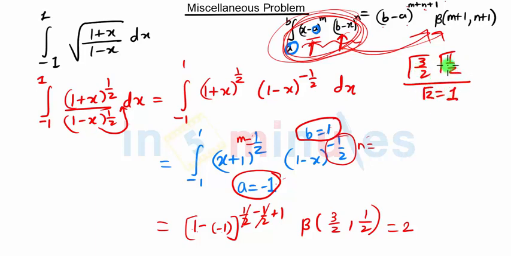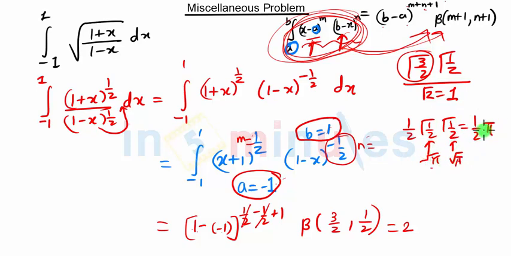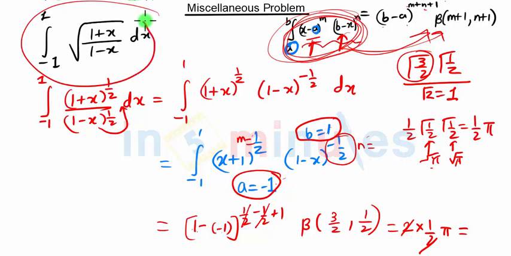And gamma of 3 by 2 and gamma of half, we can calculate: gamma of 3 by 2 is nothing but half gamma of half into gamma of half, and in the denominator it is 1. So this will be half, gamma of half is root pi, and this is also nothing but root pi, and root pi into root pi will be pi. So this term will be half pi, and this 2 and this 2 will get cancelled, and we get this integration value as pi. So this is how we solve the miscellaneous problem on beta and gamma function.